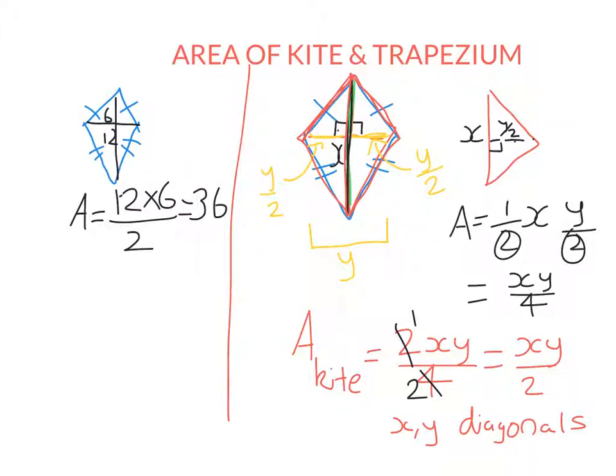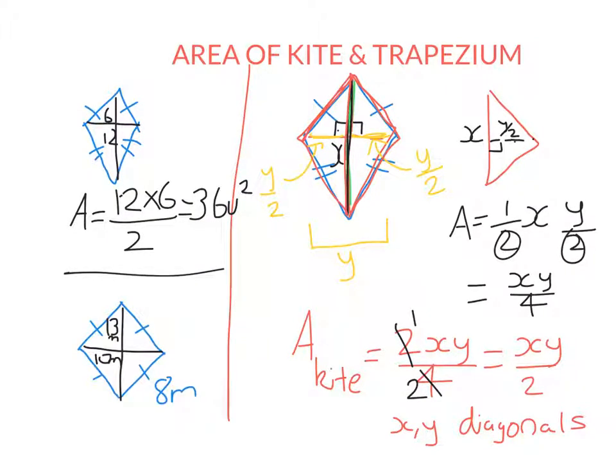Now, if no units like centimeters or whatever are written, you just write units squared like that. So the area of that blue kite is 12 times 6 divided by 2, which is 36 units squared. Let's now find the area of this new shape here.